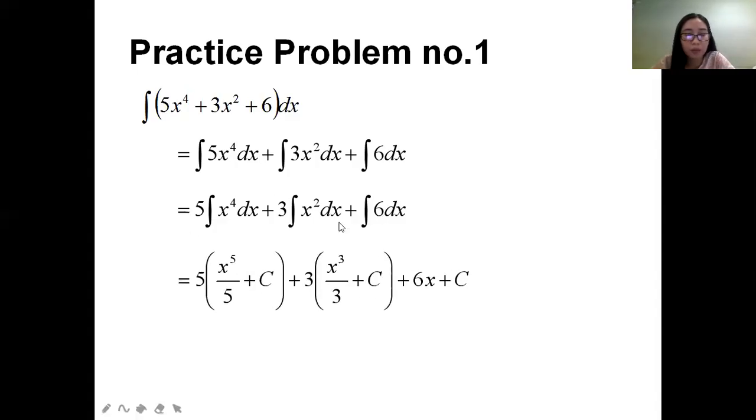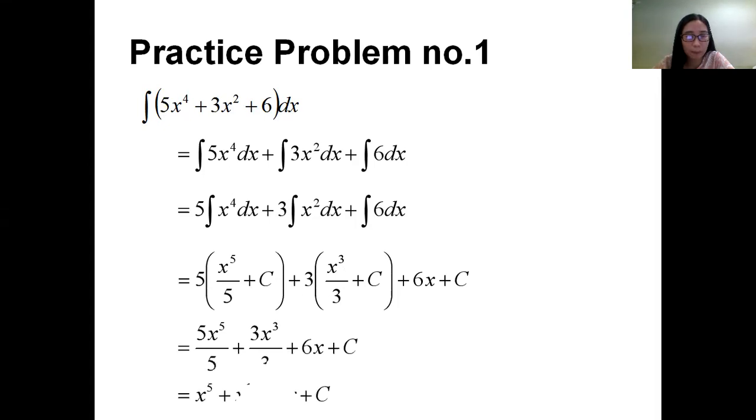Okay, so after that, we are going to apply the power rule. In integration, the power rule is x to the power of n plus 1 over n plus 1. So it is the reverse process of differentiation. So we have 5 quantity of x to the 5th over 5 plus c plus 3 quantity of x cubed over 3 plus c plus 6x plus c. So the final answer is x to the 5th plus x cubed plus 6x plus c. So that is the final answer. We are going to consolidate all the constants as one c.